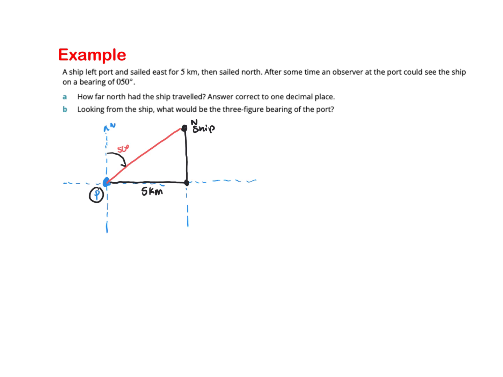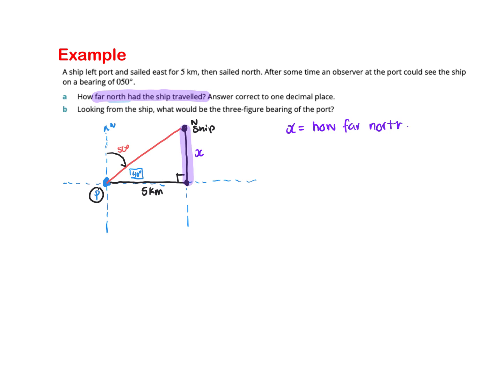All right, so if we know that's 50 degrees, do we know what this one in here is? What would that one be? Why would it be 40? Because 90 minus the 50, good. And we can also see we've created a right angled triangle there. So how far north has the ship sailed? Well, it only sailed north along that bit. So that's going to be X. So I'm going to say X equals how far north.